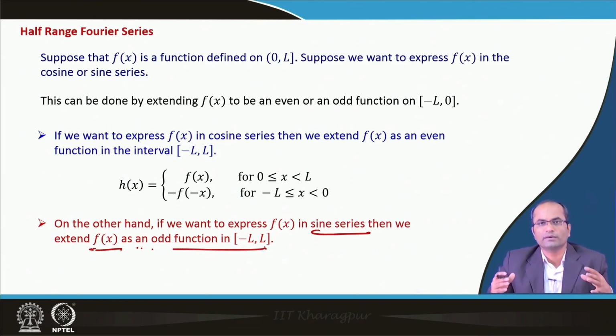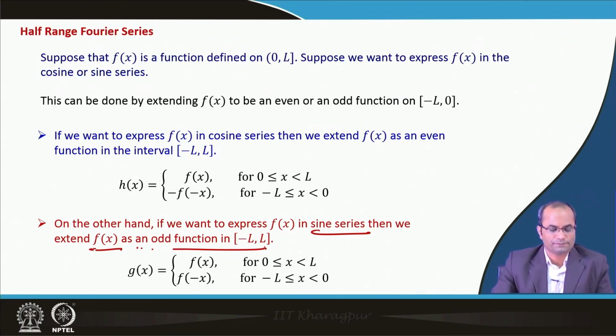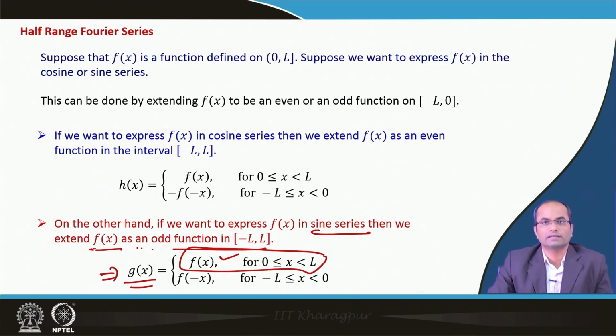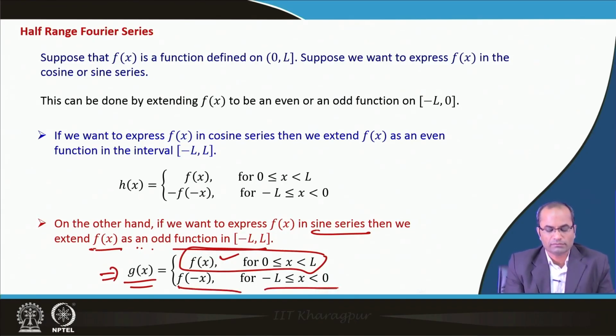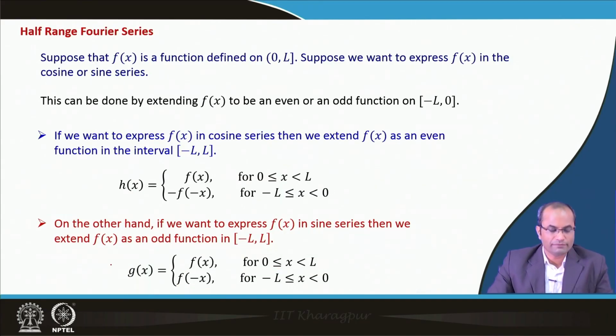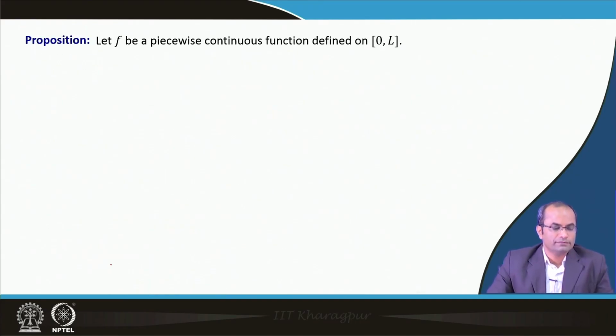So, that in the whole interval minus L to L, the function becomes an odd function. So, this is the idea again, which was also explained in the previous lecture, but now we will go into more details. So, the g x is f x, this is given already in 0 to L, that the function f x is given, and in the interval minus L to 0 we have extended it as f minus x. So, that this h x becomes an odd function overall.